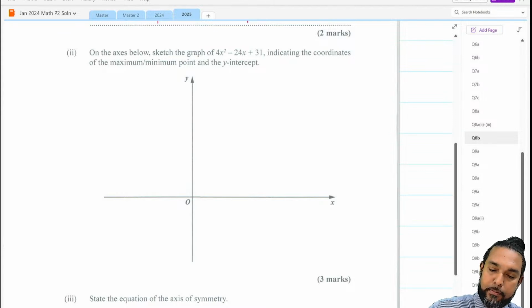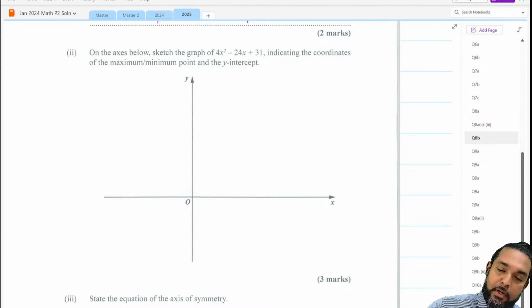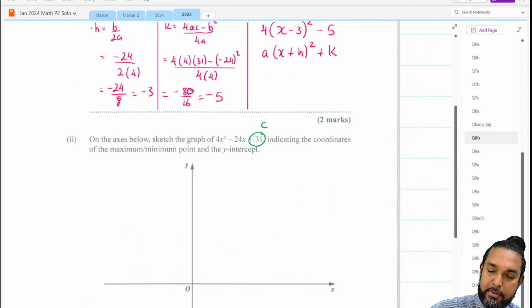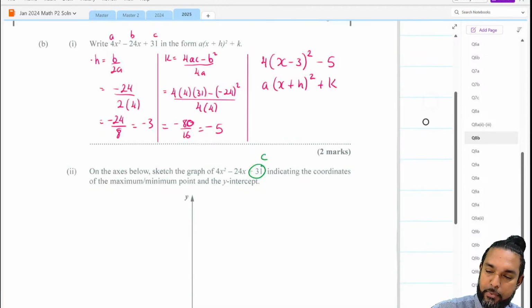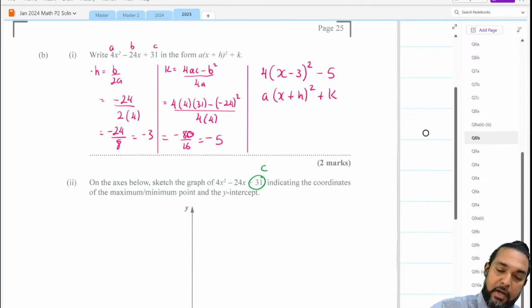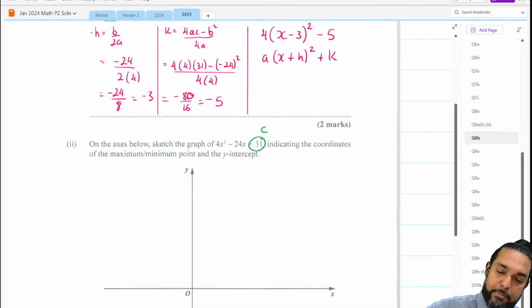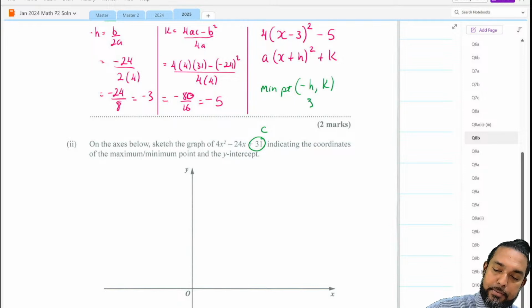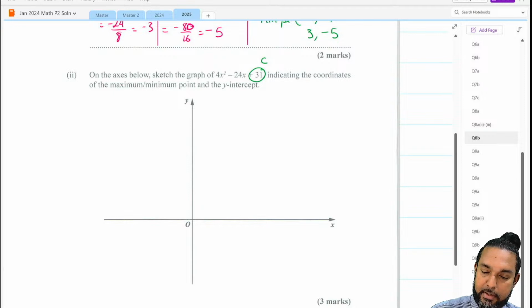Okay, now to sketch the graph, we need a few points. So this point here, first, that is the y-intercept, right? Then we know, by the way, that it's actually a minimum curve, because we have a positive coefficient of x squared. And the minimum point is simply given by minus h and k. So minus 3 becomes 3, and then that's minus 5. Okay, so we have that there.